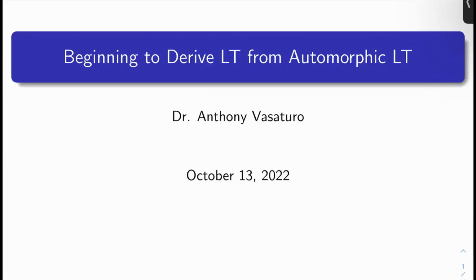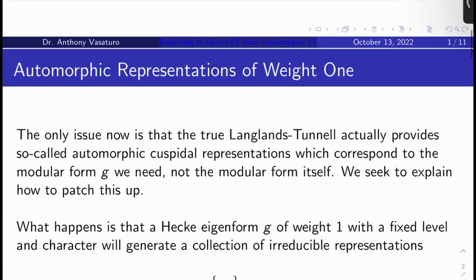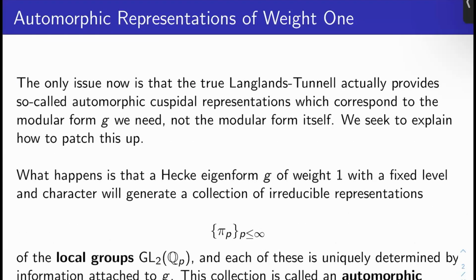Today we are going to begin to try to set up the derivation of the standard Langlands tunnel theorem from the automorphic version, or the full version, of Langlands tunnel. The only issue now in what remains, given what we've done so far, is that the true Langlands tunnel theorem actually provides a so-called automorphic cuspidal representation corresponding to the modular form G that we used in the previous video. It doesn't actually give us the modular form G itself.